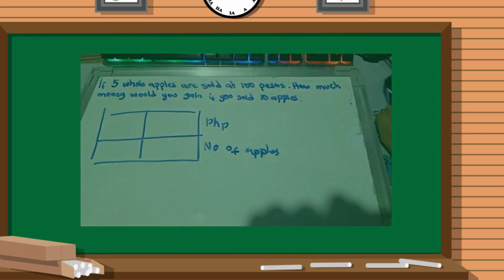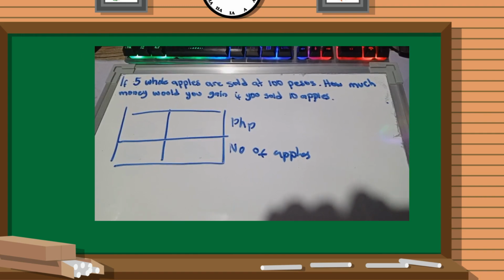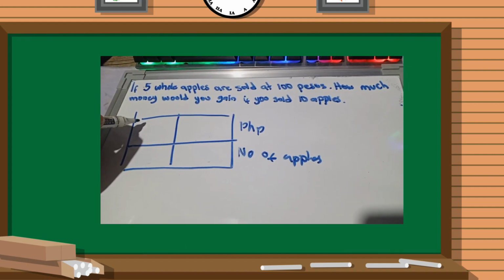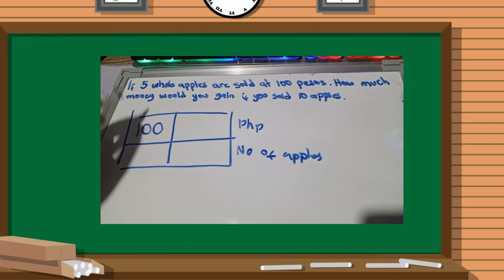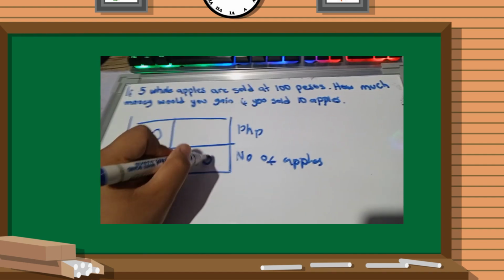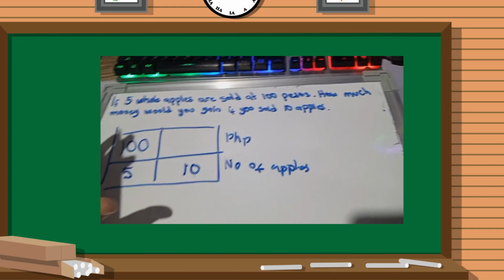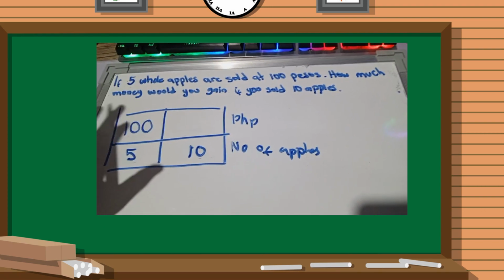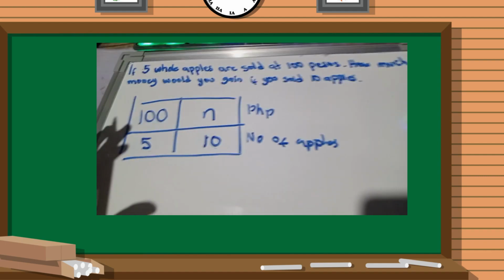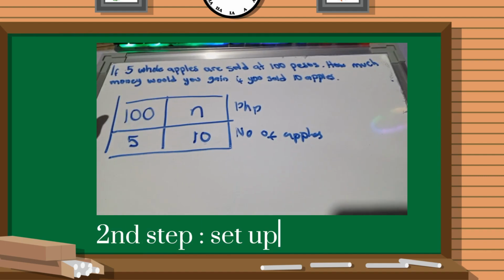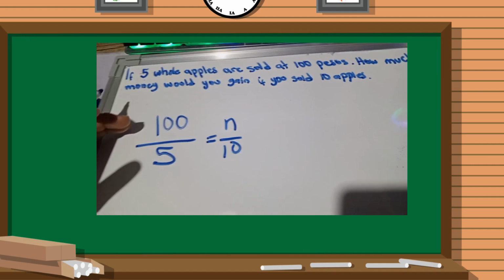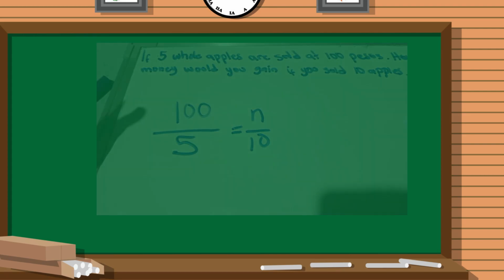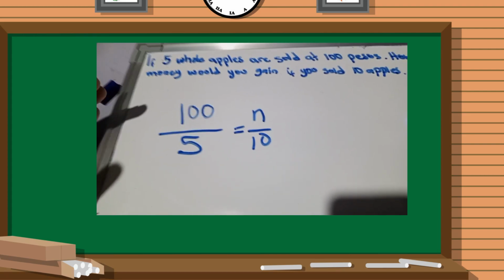Before we go into our formula, let's first identify the quantities that were given in the problem. The given is 100 pesos, 5 whole apples, and 10 whole apples. Since we're finding the money that you would gain and it's still unknown, we put n. Next step is to set up a proportion. We have here 100 over 5 is equal to n over 10. And for our last step, let's find the missing term, which is n.